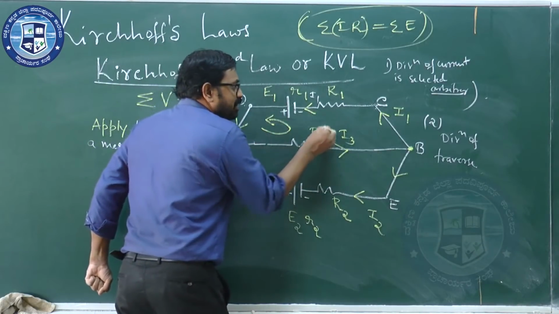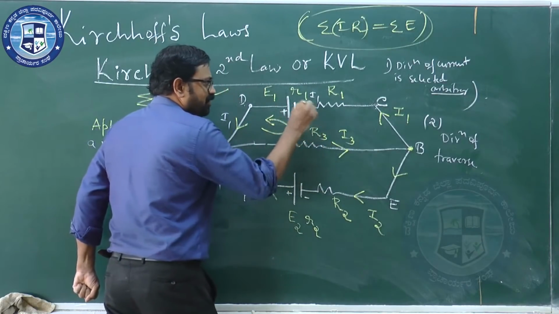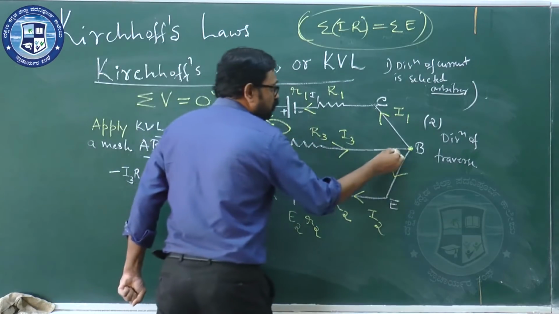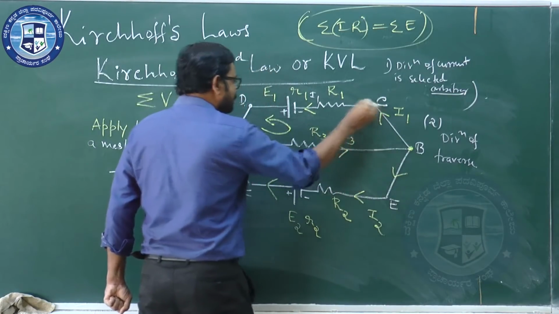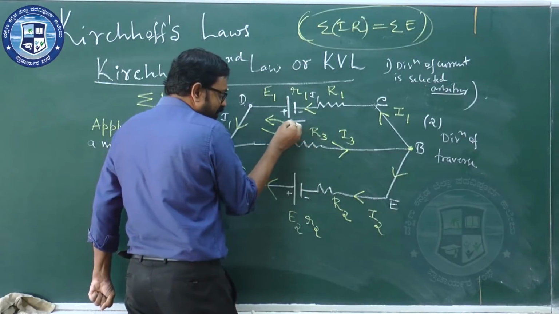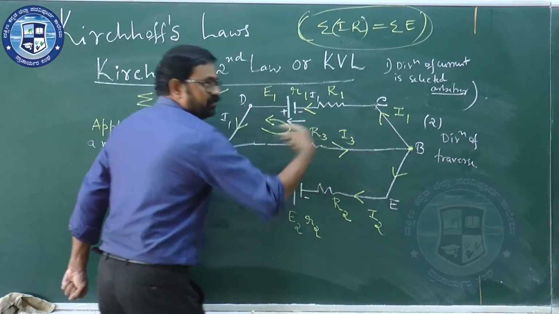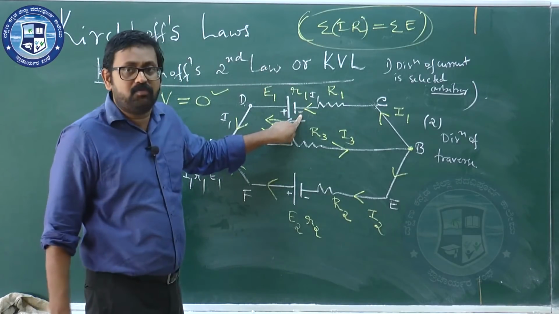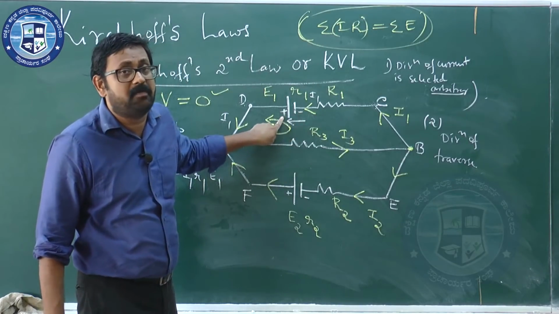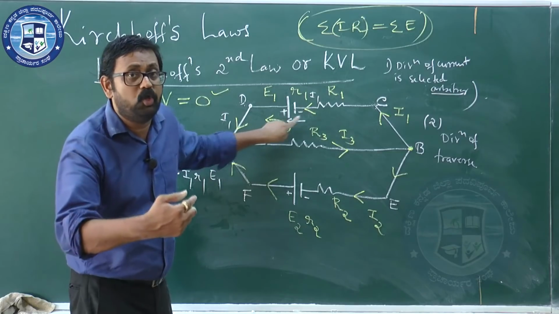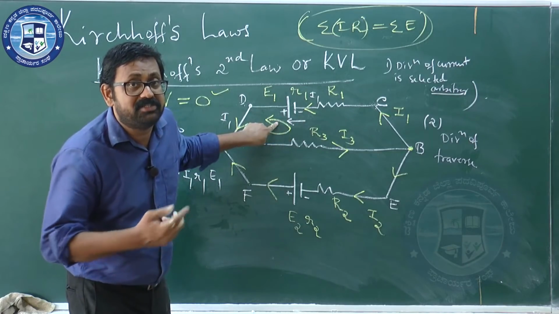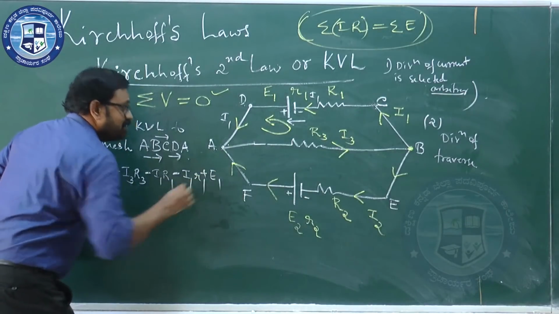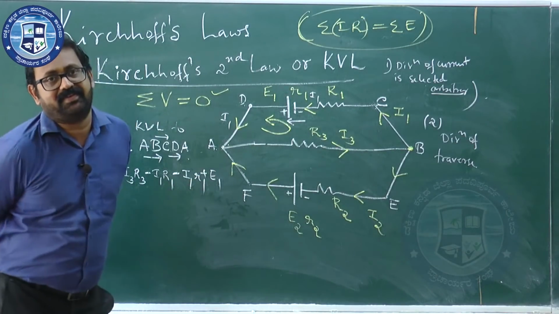When you are moving along the direction of a traverse, A to B, no cell, B to C, no cell, C to D, there is a cell. I have to move in this direction, right? When you are crossing the cell, you are moving from the negative terminal to the positive terminal of the cell. That means you are moving from a lower to a higher potential, means potential is increasing. That time EMF will be taken as plus EMF.